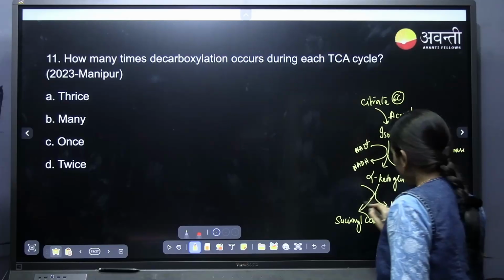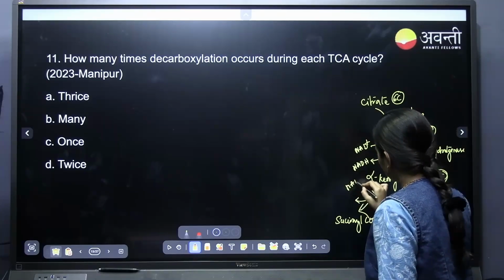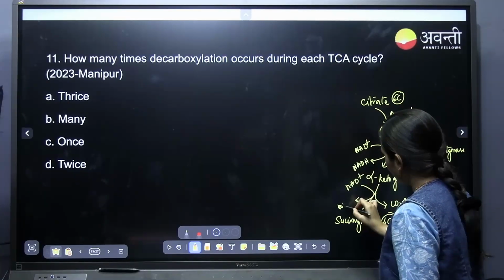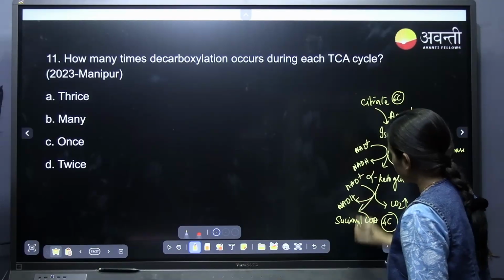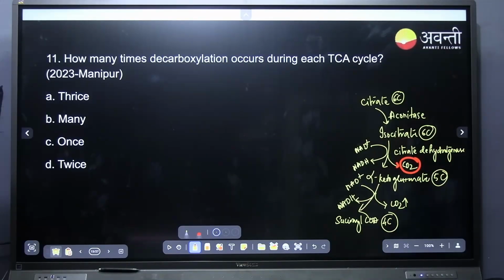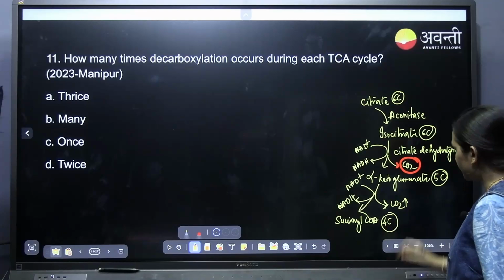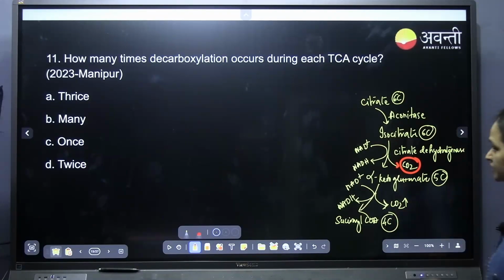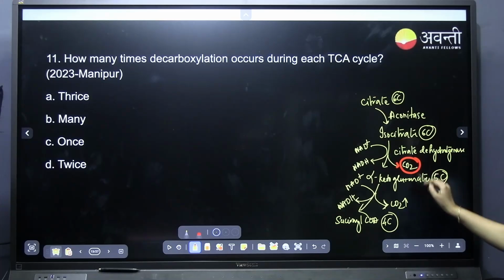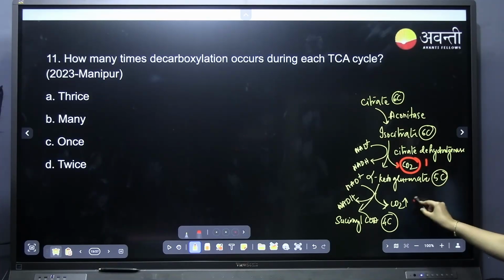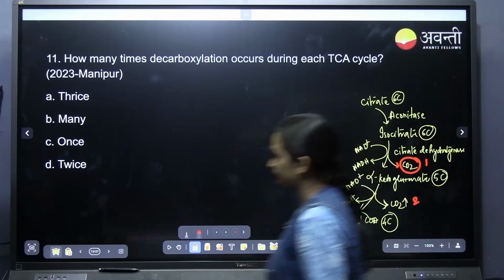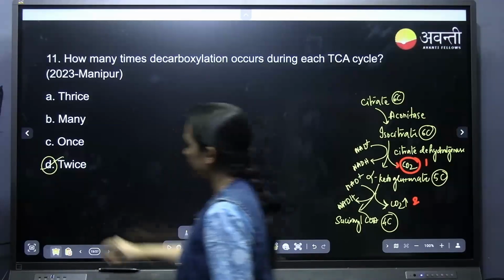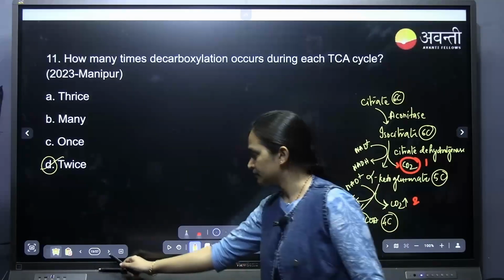Succinyl CoA is a 4 carbon compound, which means one carbon, that is decarboxylation, has taken place again, and again NAD plus is converted into NADH. Okay, again the oxidation has taken place and decarboxylation has also taken place. Here alpha ketoglutarate dehydrogenase is the enzyme used. So how many times does decarboxylation occur in each TCA cycle? That is 1 and 2, twice. D is the correct answer.